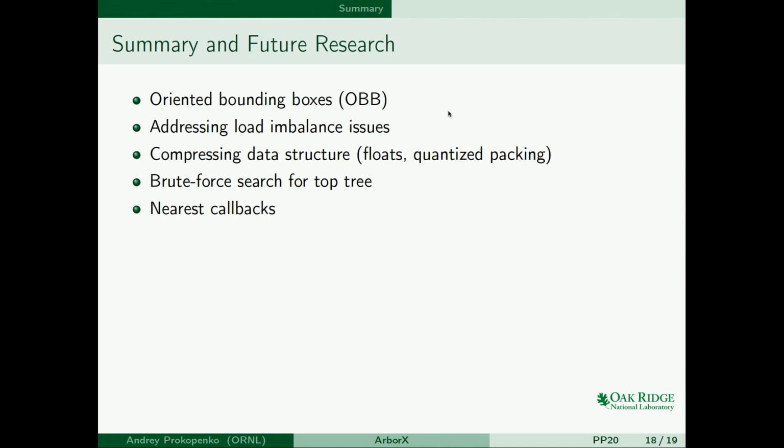We are also looking at compressing data structures. Right now, we implemented everything in doubles, but we are looking at floats, and then we may also look beyond floats to quantized packing, so as to minimize the memory bandwidth. As I mentioned, we are also looking at brute force search for the top tree and nearest callbacks. Anyway, that's all I have. Thank you.